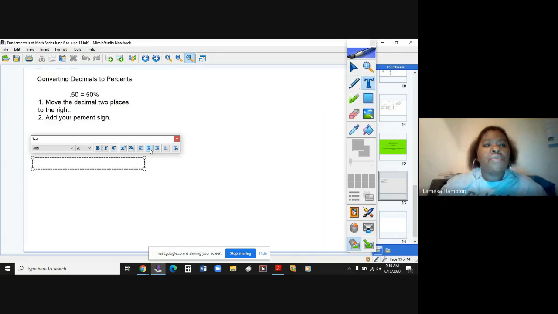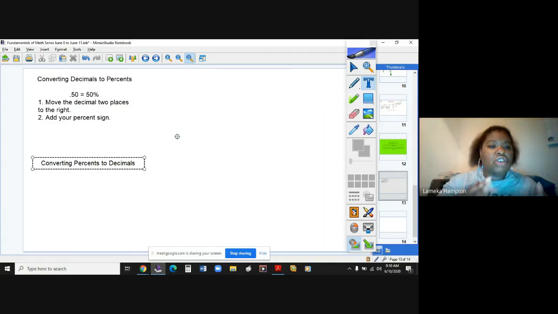Okay. So now we're going to do the opposite. I am going to go from converting percents to decimals. So I'm actually going to do the opposite. Instead of me going 2 places to the right, I am going to move 2 places to the left.